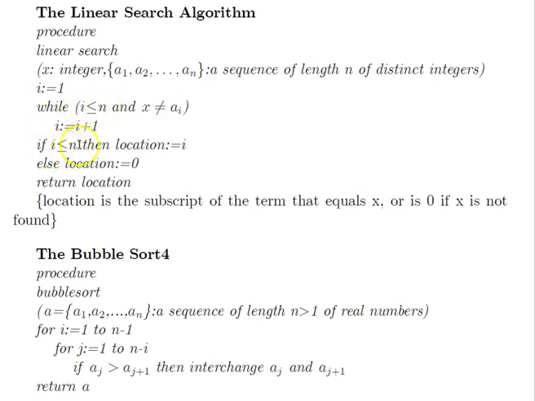And at the end, when the while loop terminates, we check what is the reason for termination. If i is still less than or equal to n, then the loop has terminated because this condition fails for some i, which means that x is equal to some a_i, and in i we have exactly the location, the value of i for which this happened.